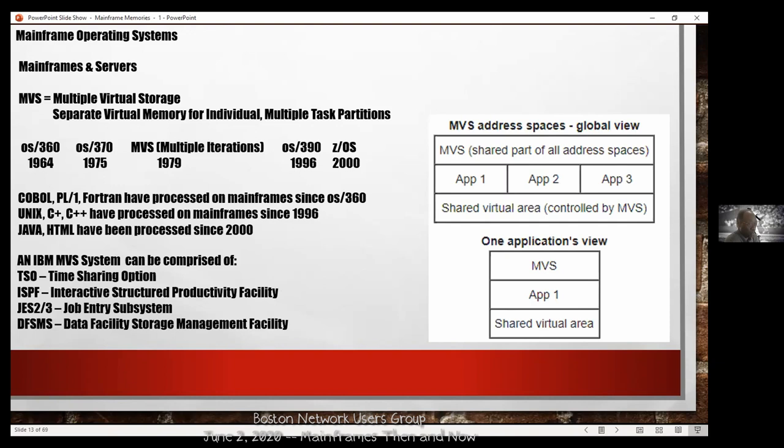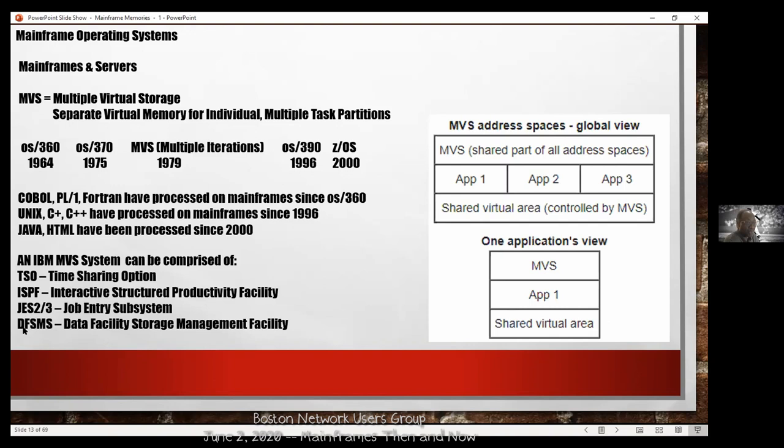JES2 is the job entry subsystem. One of the main functions of mainframes was batch processing: collecting transactions generated by online systems, banking systems or other types during the day, and typically processing them at night through batch jobs, as they are called, to bring the data up to date for the next day. And that was controlled by JES.